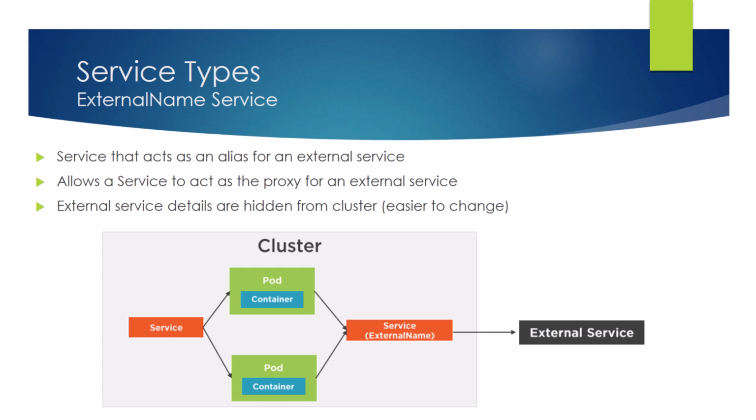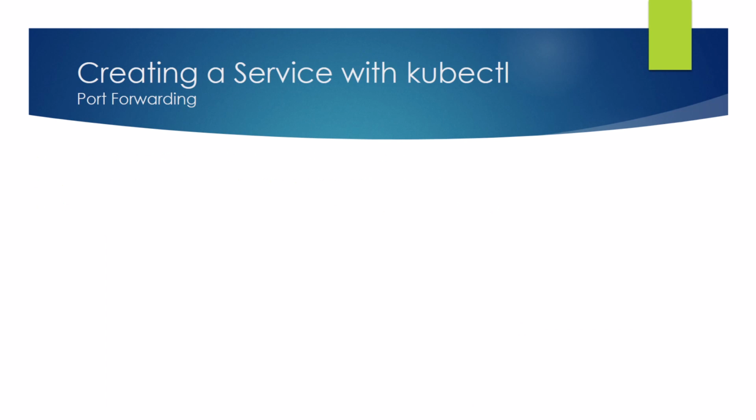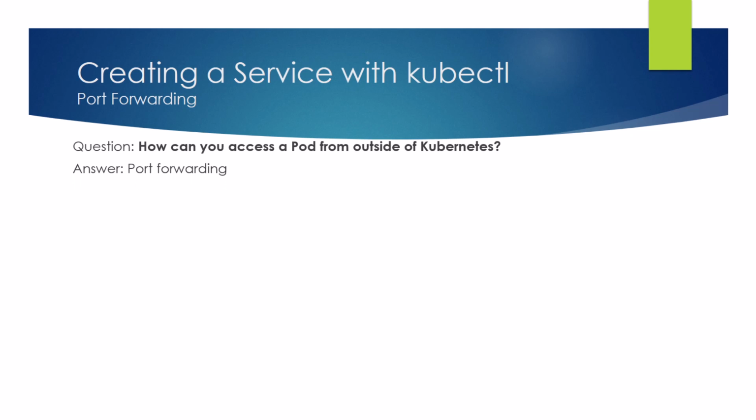So let's take a look at how we can actually work with services and kubectl. Kubectl provides a port forwarding command that we did look at earlier in this course. But now we are going to dive a little bit deeper and see what's going on with it and what it does behind the scenes. So if I were asked the question, how can you access a pod from outside of Kubernetes? The initial answer would be you can't, because by default everything is set up as a cluster IP. But with port forwarding you can do this.